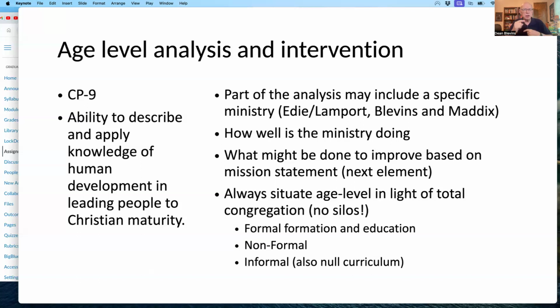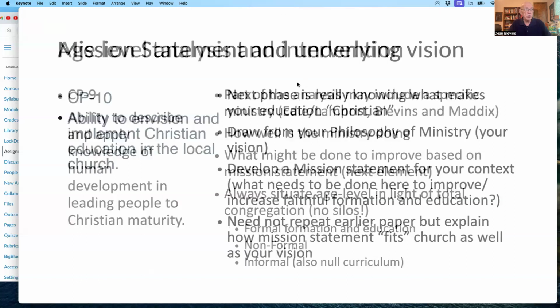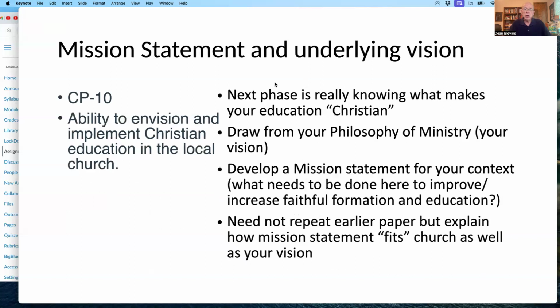Now comes the strangest piece, because this again inverts a piece of the puzzle in the way this class is designed. Because once you've done that analysis, what you want to start asking is, well, how do we make this congregation or this ministry setting more faithful, not faithless to faithful, but just faithful to more faithful in light of your vision of what that faithfulness looks like. And so CP10, that ability statement, basically says, can you envision and implement Christian education in your local church?